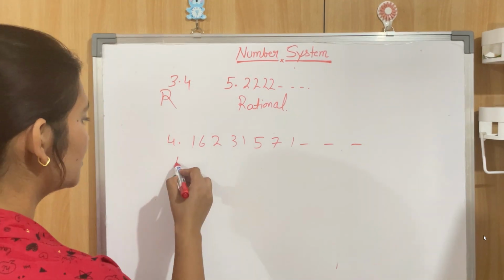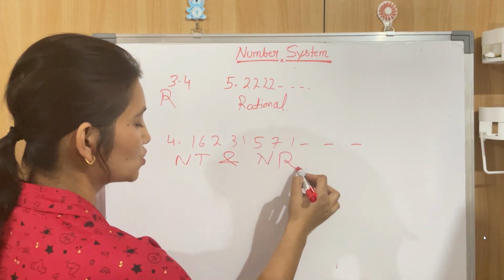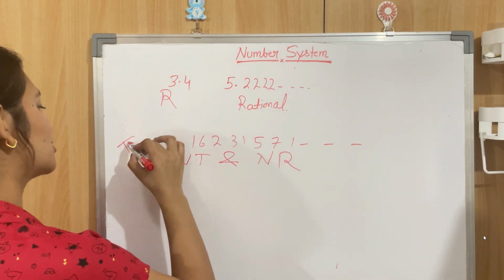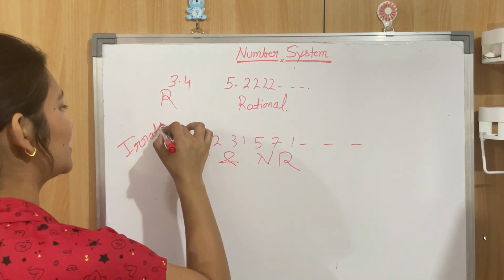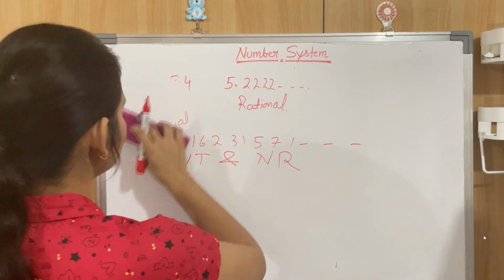So it's non-terminating and non-repeating. So what kind of number is it? It is not a rational number. So this is how you can identify whether a number is rational or not. Clear?